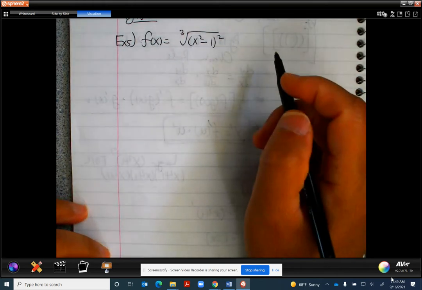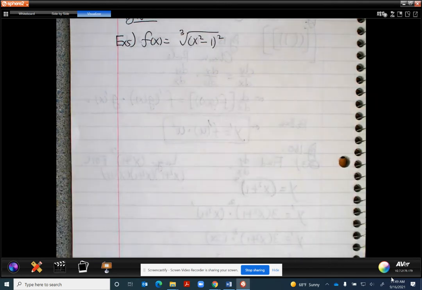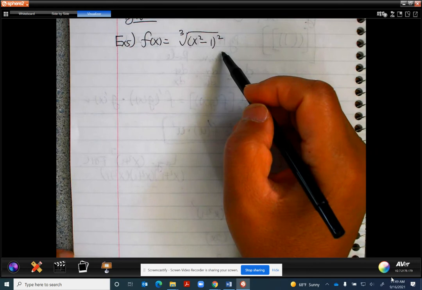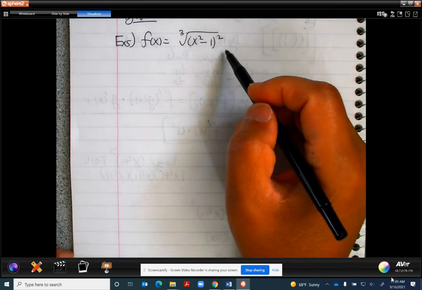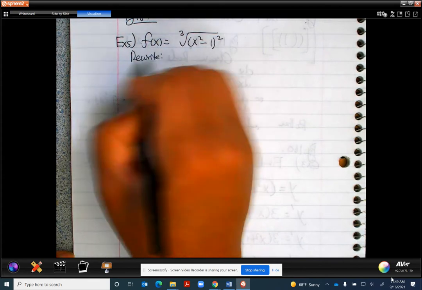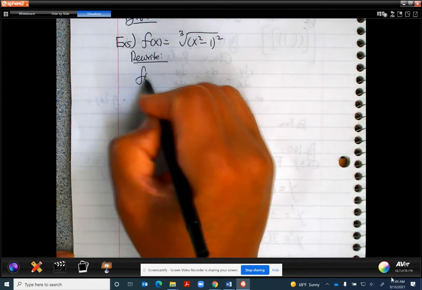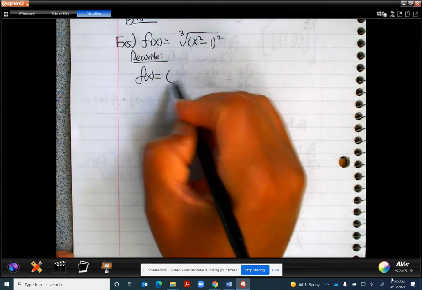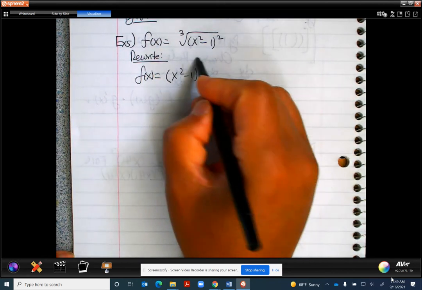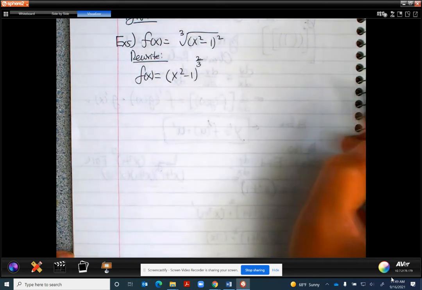All right, so previously we learned how to rewrite this format. If you have square roots or cubic roots, we learned how to rewrite this as a power. Do you guys remember how to rewrite this? Yes. How would you rewrite this? This is f of x is equal to (x squared minus 1) to the power of 2 over 3. Correct.